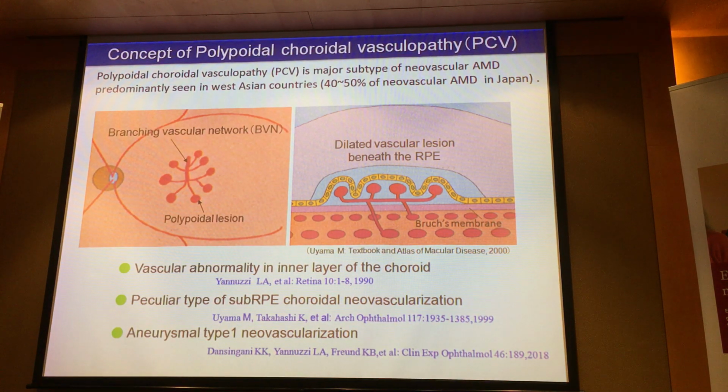At first, Dr. Yannuzzi reported that this disease has a vascular abnormality in the inner choroid. And in 1999, we reported that this is a peculiar type of subretinal choroidal neovascularization. And very recently, Dr. Yannuzzi and Dr. Freund have been saying that this is aneurysmal type 1 neovascularization.